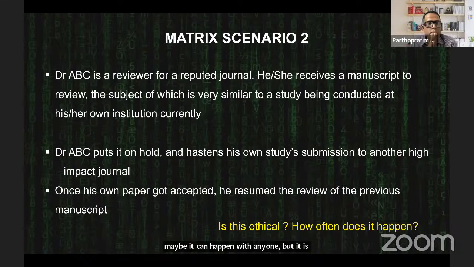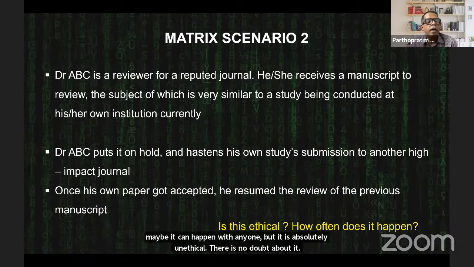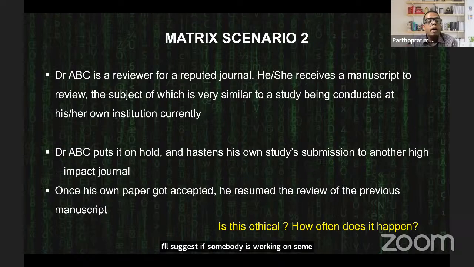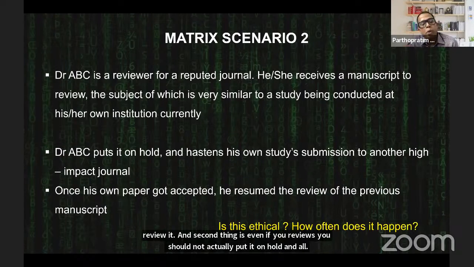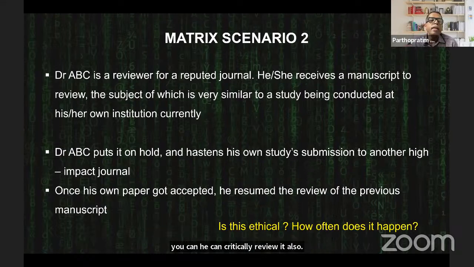I'll suggest if somebody is working on some project and he receives a similar study for reviewing, I think one best way will be to just send it back to the editor, so that he can actually reject it also to review it. And second thing is, even if you review it, you should not actually put it on hold and all. He can critically review it also. If he's a very honest reviewer, I think he can critically review it also and send it back to the editor.